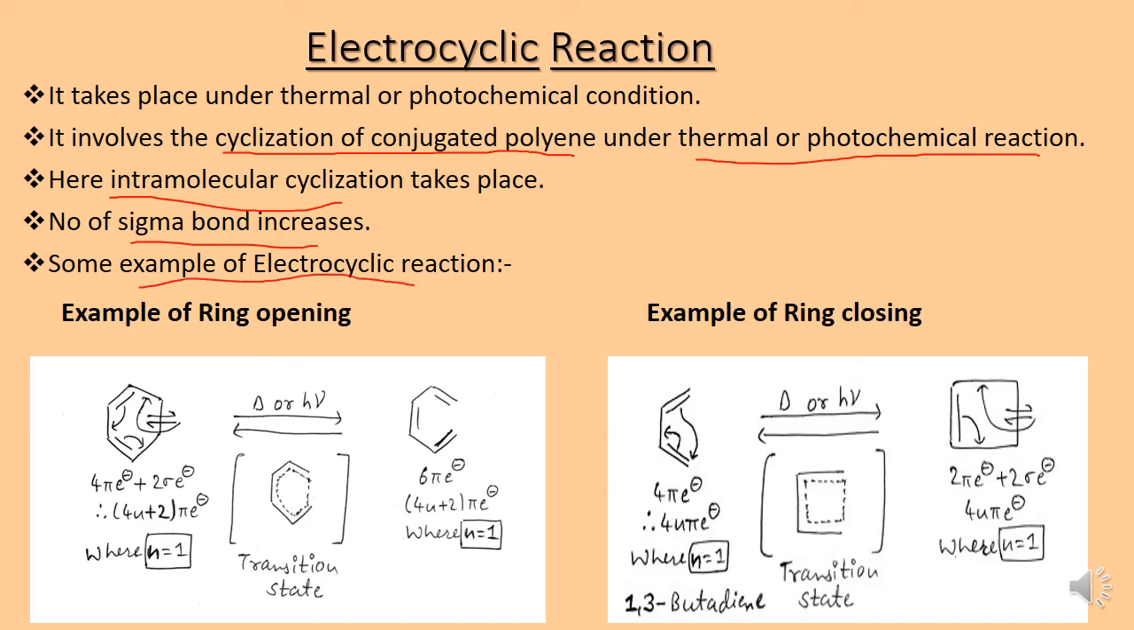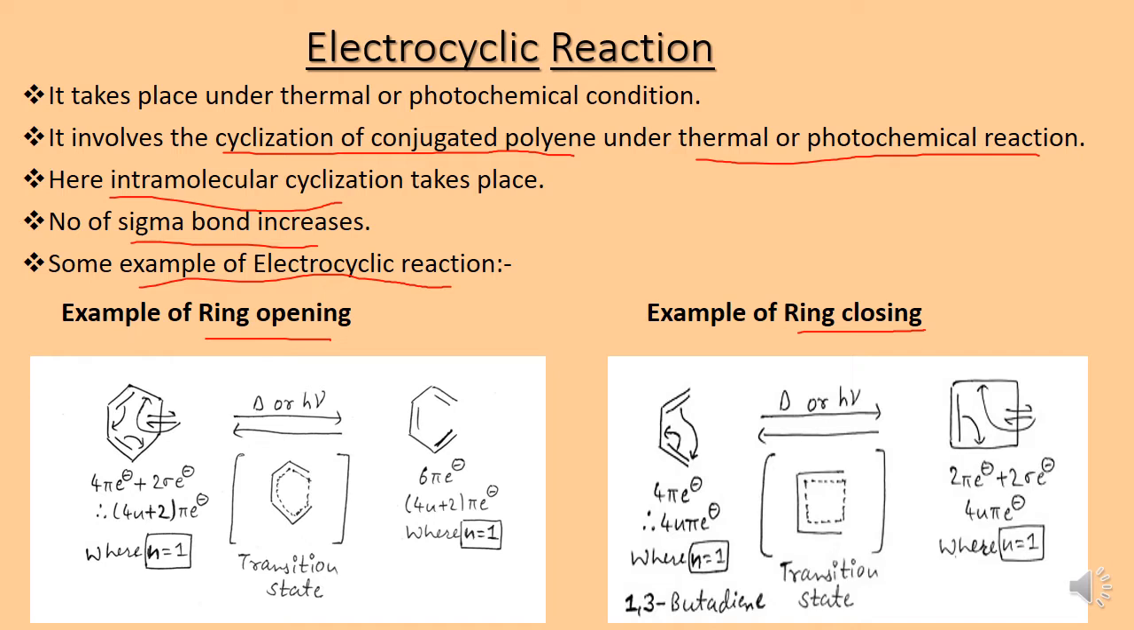Some examples of electrocyclic reactions are there. Here I am taking two examples, ring closing and ring opening reactions. In ring opening reactions, a closed structure is converted into an open chain structure, and in ring closing reactions, an open chain structure is converted into a closed structure. In any pericyclic reaction, you first have to remember which system is there in the reactant, meaning whether it obeys the 4n pi electron system or the 4n plus 2 pi electron system.